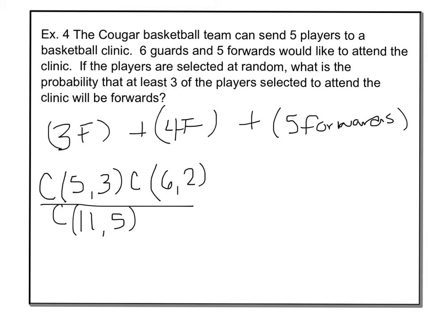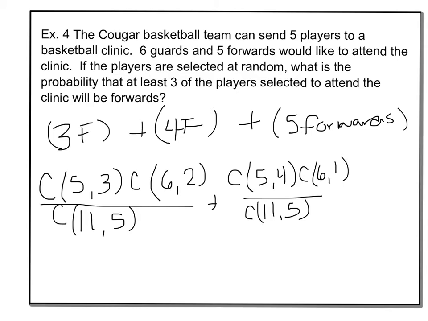Plus then your probability of 4 forwards would be a combination of 5 forwards, and you're picking 4 of them, times the combination of 6 guards, and you're picking 1, over the total number, which is 11 players, and you're choosing only 5. And then plus your last probability, a combination of only 5 forwards, and you're picking 5 out of 11 total players, and you're choosing 5 from there.